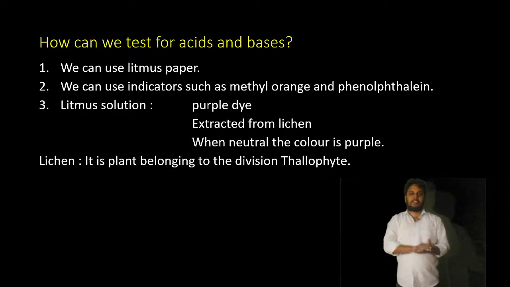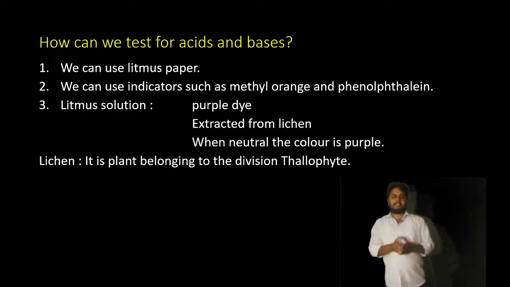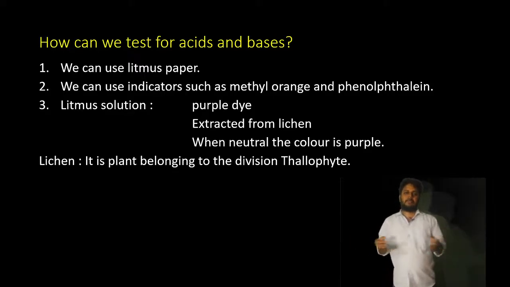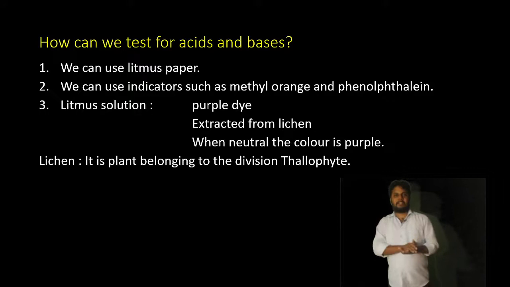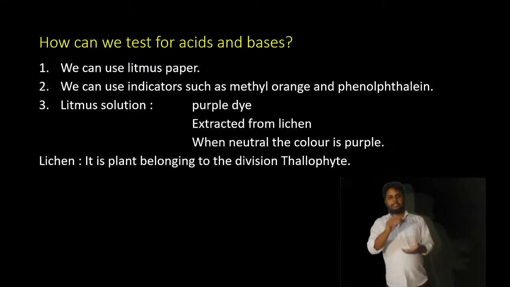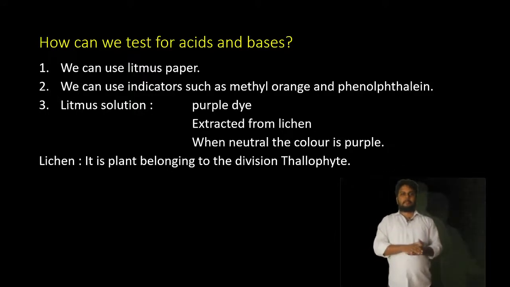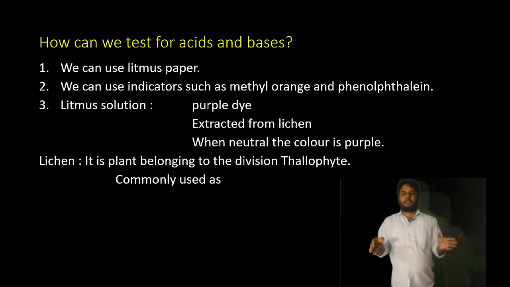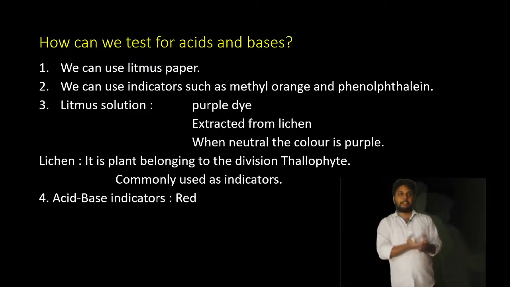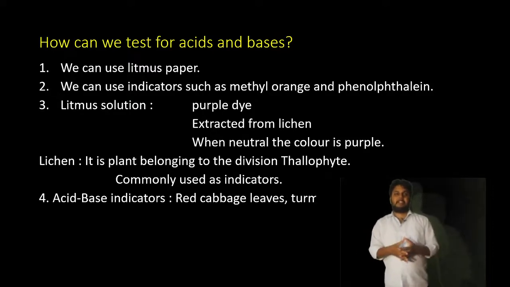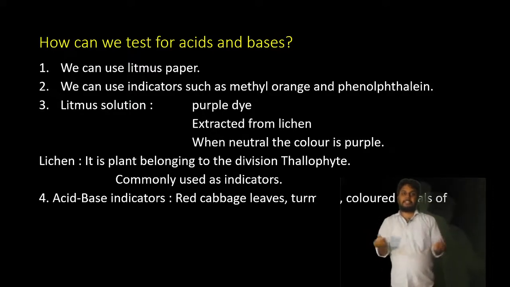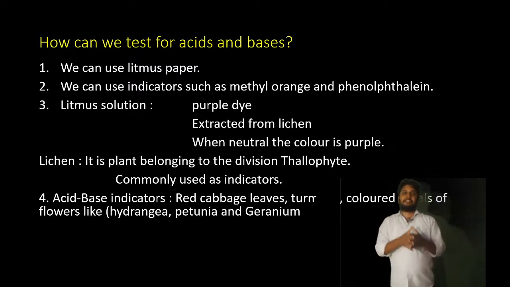What are natural indicators? The indicators that are available naturally, meaning available in the environment, we call natural indicators. What are some examples of natural indicators? You have seen that turmeric is a natural indicator, and onions also, which give some odor, are a natural indicator.